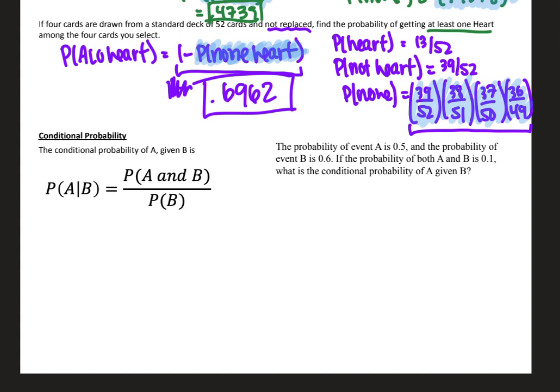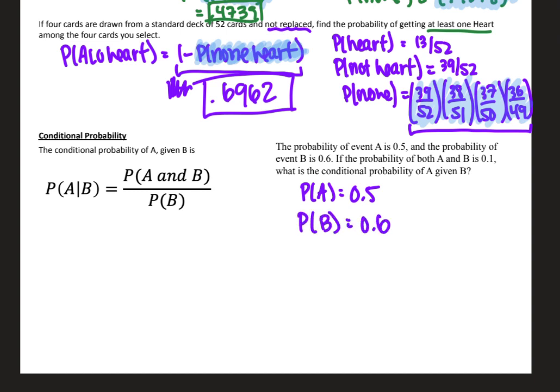So this is the idea, and we've actually already used conditional probability when we've done sampling without replacement right here, right? So the probability of choosing a card that is not a heart, given that we chose a heart the first time, is this. So let's just look at this rule here. It says the probability of event A is 0.5. The probability of event B is 0.6.